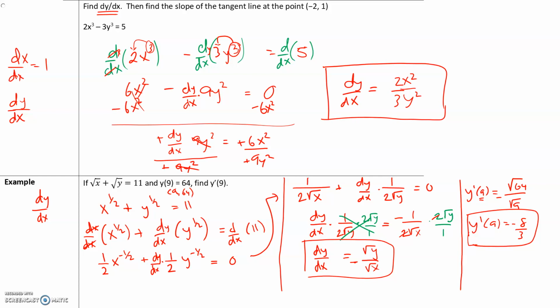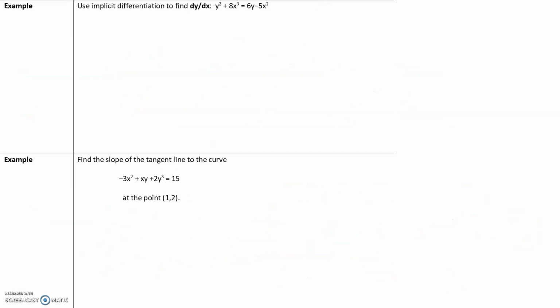Okay, next question, our next example. Use implicit differentiation to find dy/dx. So we have y squared plus 8x cubed equals 6y minus 5x squared. Now the first thing that I think is helpful is to get all the y's on one side and all the x's on the other side.